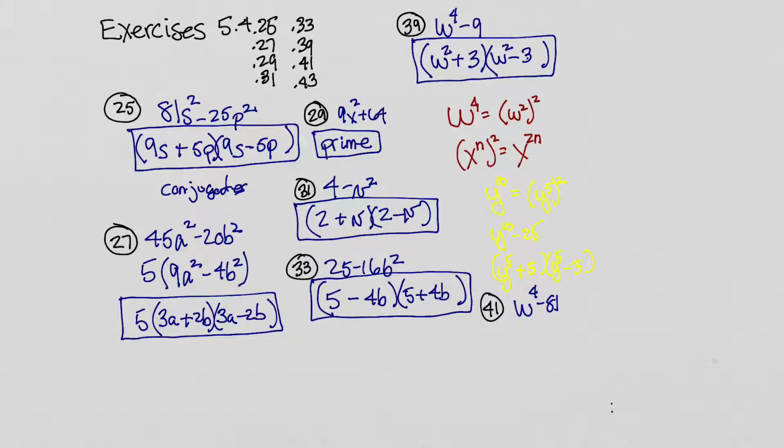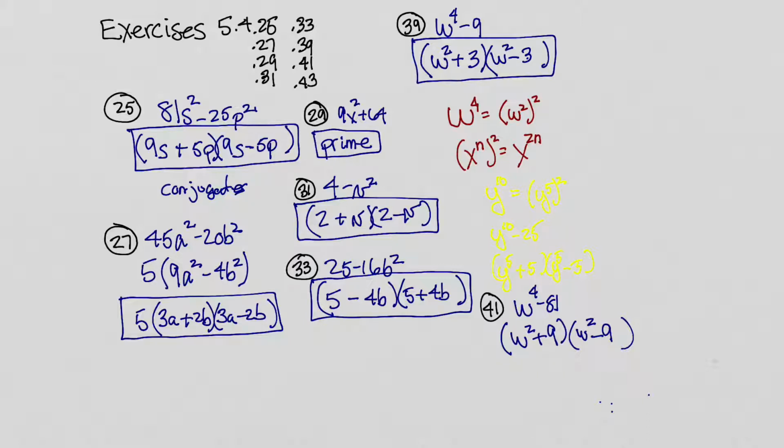Now on this w to the 4th minus 81, this is problem number 41, I see I have an even exponent here, so I know that's going to be a perfect square. I can get this square by taking half of this. 81 square root is 9, so I know I can do this one. So here are our parentheses. How about if we write w squared, a 9 and a 9, make 1 plus and 1 minus.